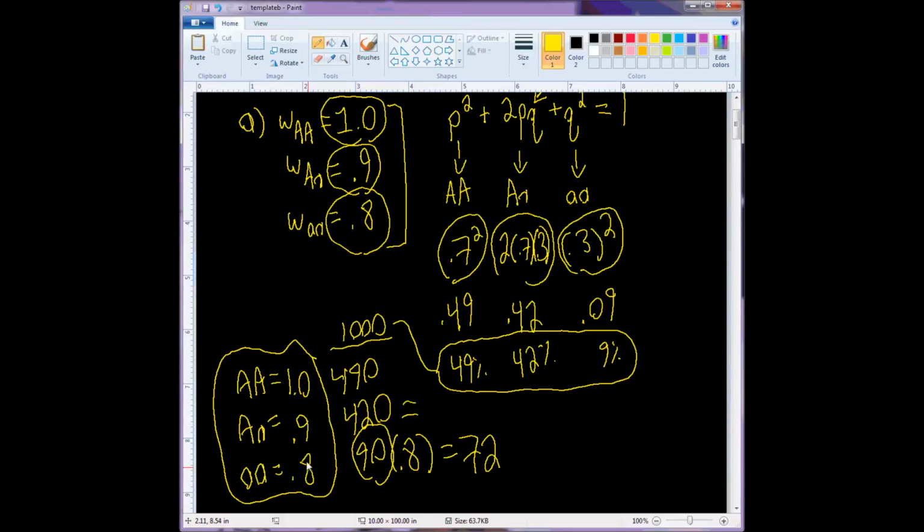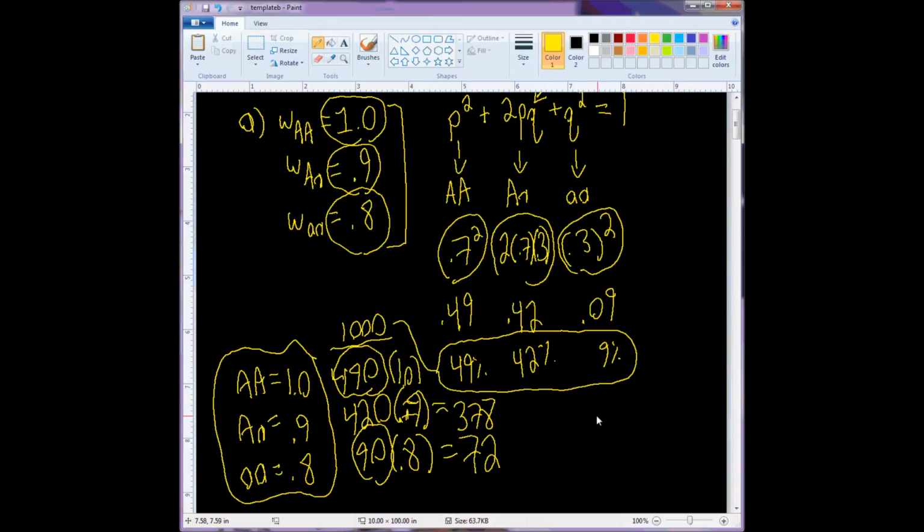For the next one, these 420 heterozygotes, only 90% of them, 0.9, are going to contribute. So 420 times 0.9 equals 378. And all of these, all 490, because this is times 1.0, right? All 490 of these are going to contribute to the gene pool.